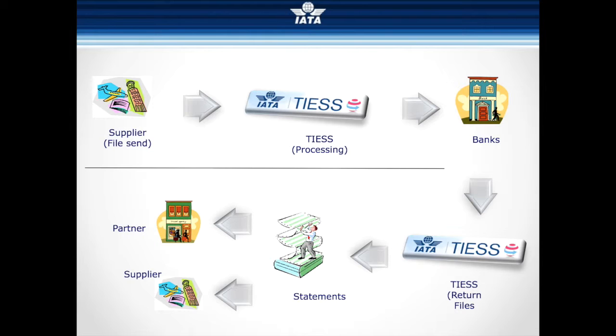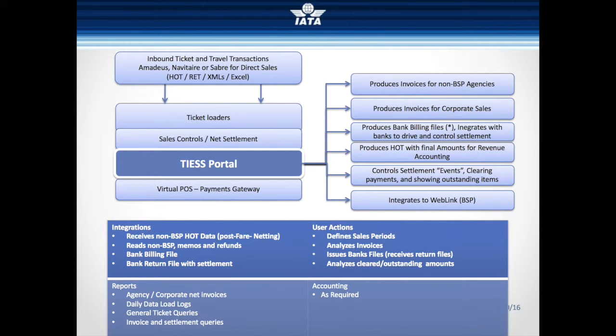On a very simplistic view, you would have the supplier. The supplier could be an airline doing direct sales, a travel operator, tour operator, sends their data to TIESS. We process, send data to the bank. Bank returns the files to us. We drive all the statements with everything that happened, and allows that to be instantly available on the portal for all the parties involved.